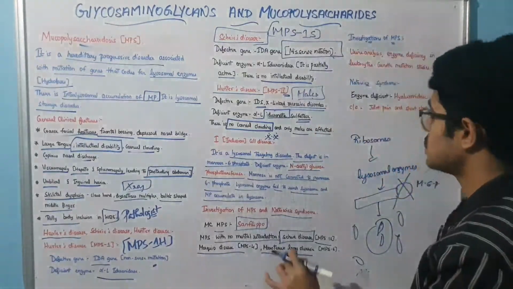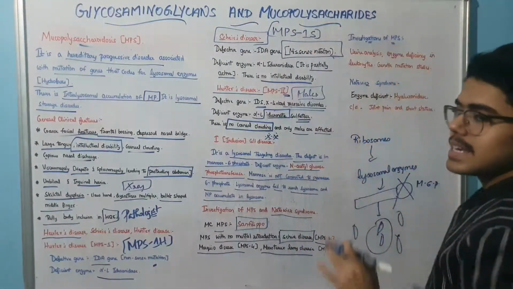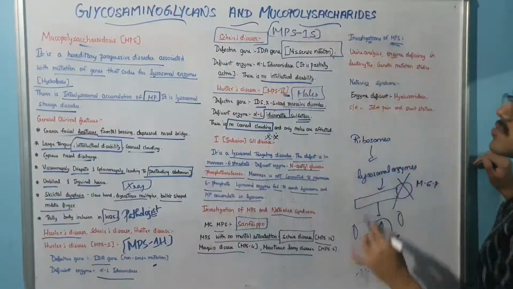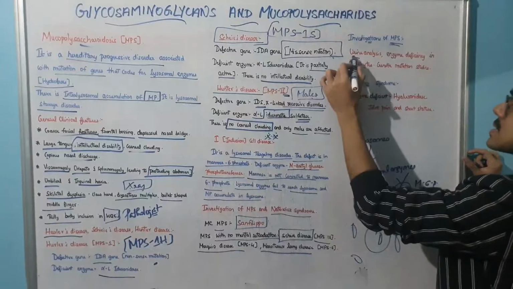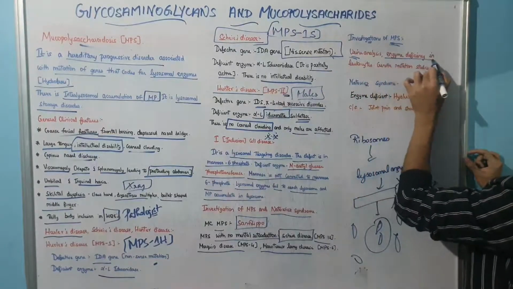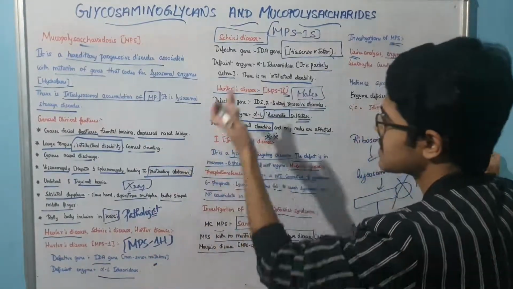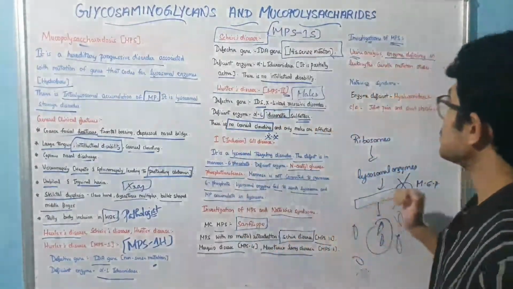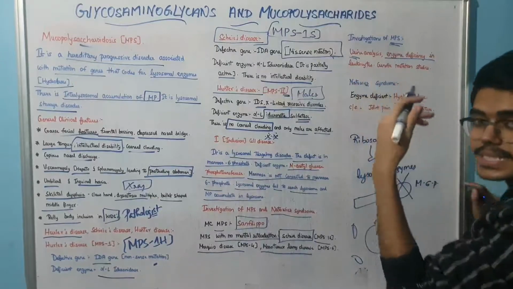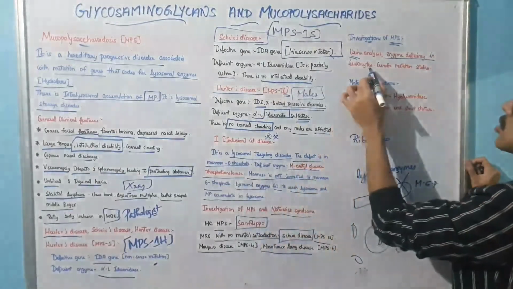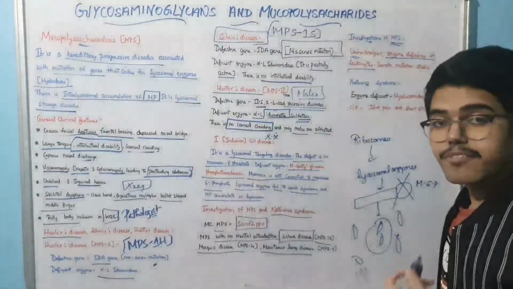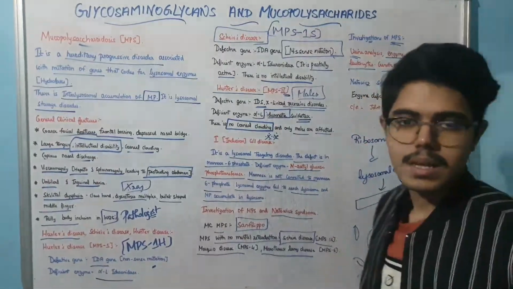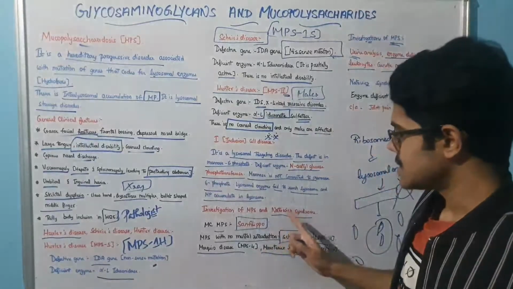Now, if you look at the investigation of mucopolysaccharidosis, first we will see the urine analysis and then enzyme deficiency. We discussed some of the enzyme deficiencies. We will see which enzymes are deficient in the leukocytes, and further on we will see the genetic mutation studies, and the last one is Natowicz syndrome.